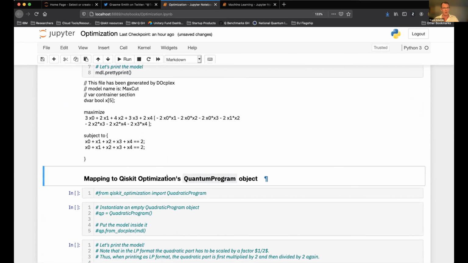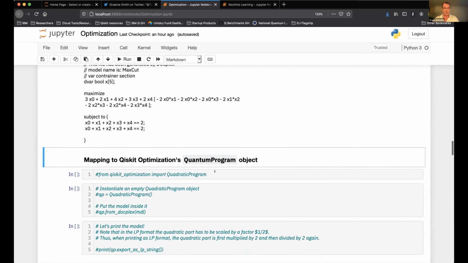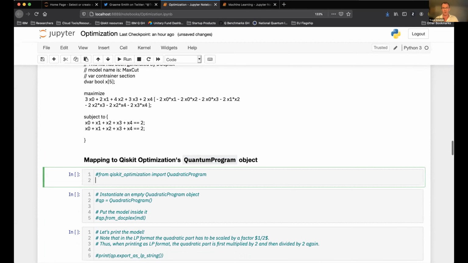So we've got this model defined in DOCplex. And now we want to connect that to quantum computing. The way we're going to connect that is through Qiskit's optimization module. Qiskit optimization comes with an object called a quadratic program. It's a general purpose representation of a specified class of optimization problems. So from qiskit optimization, import quadratic program.